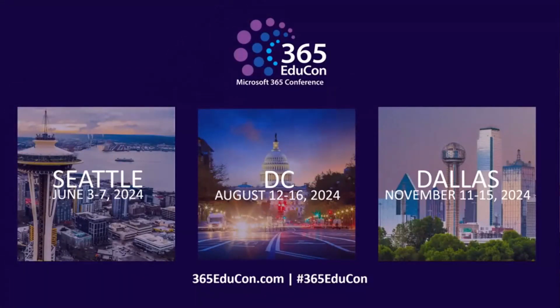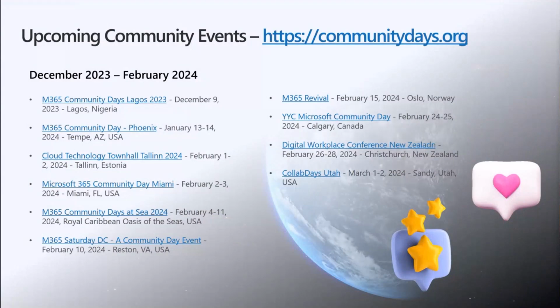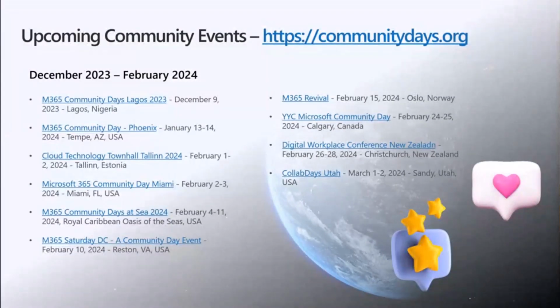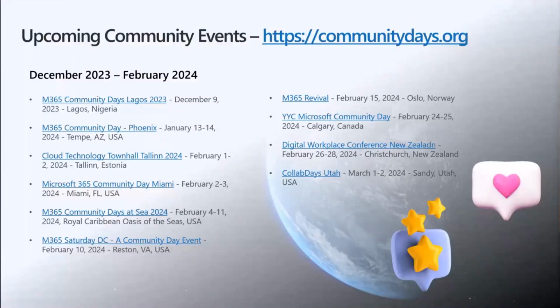We also have the 365 EduCon happening next year as well. So Seattle, DC, Dallas happening in June, August, and November. Those are familiar locations from last year as well, where EduCon was happening. And then we have a lot of other global events happening. You can catch all of these from communitydays.org. There are still some events happening virtually or in person by end of this year, and then a lot of new events happening within 2024. So please go to communitydays.org, check out all of the different events. It might be that there's an event happening right within your town. Then drop by, have a discussion with other community members, and get more involved. It's a great way of learning from each other.